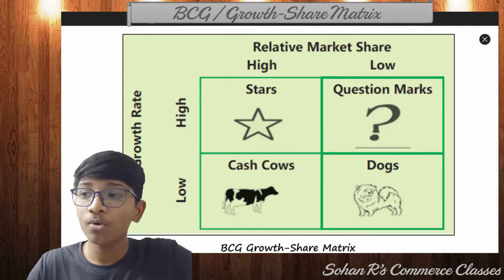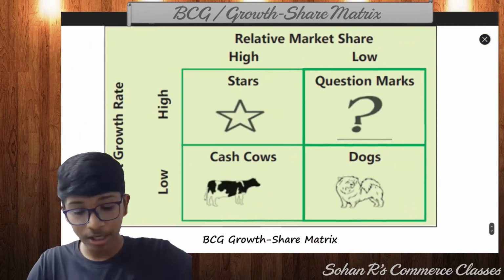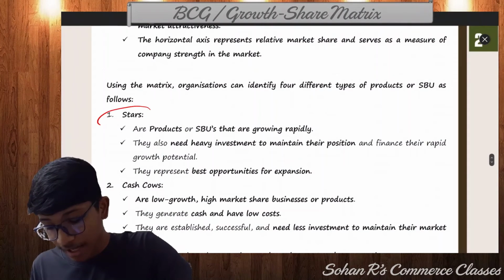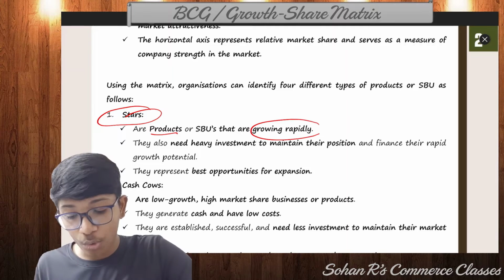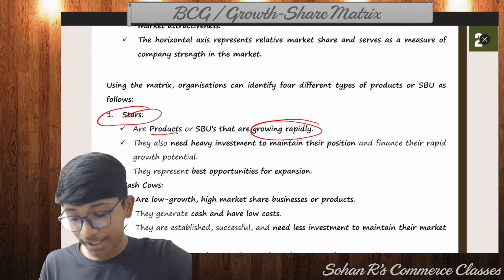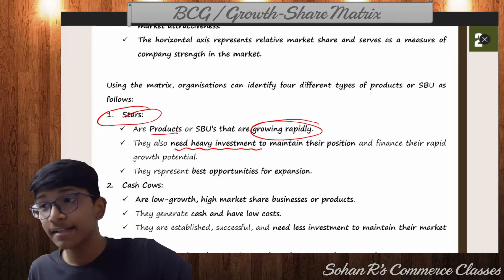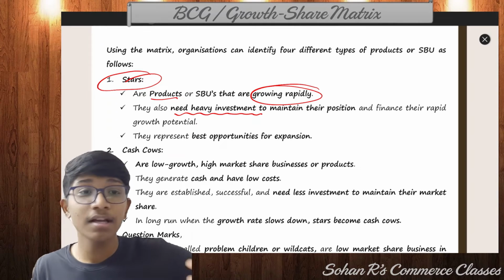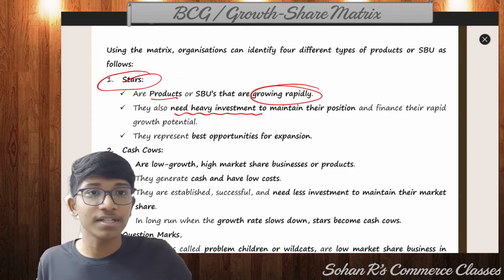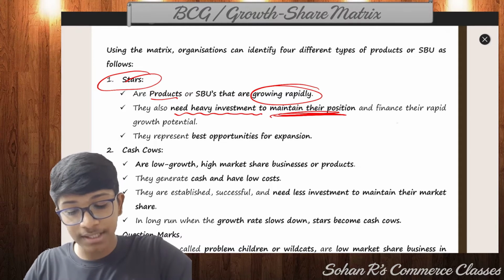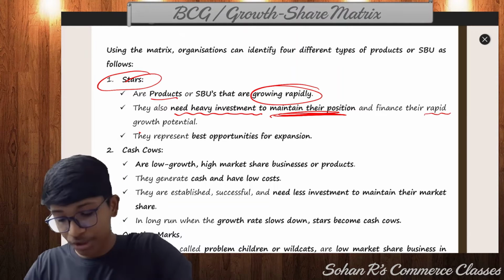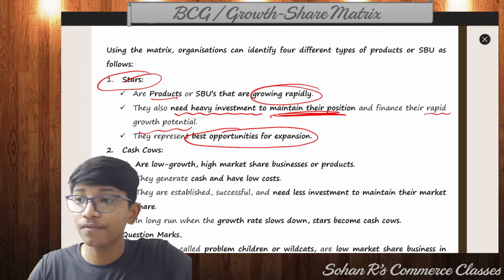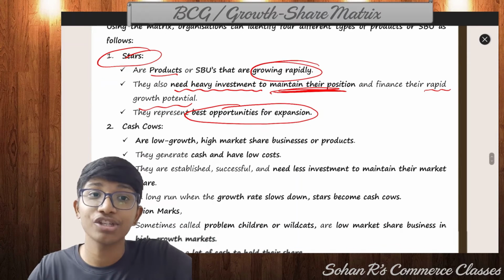Okay. And now we need to learn something more about this. Let's come and read the text that is written. So stars. Stars are the products or SBUs that are growing rapidly. Circle them. That's a very important point. They also need heavy investment, in the future and in the present, because you need to make them in such a way that they give you the most profits. So they need to maintain their position, and rapid growth potential is what they occupy, and they represent the best opportunities for expansion. So if you want to expand, have more products that are your stars.